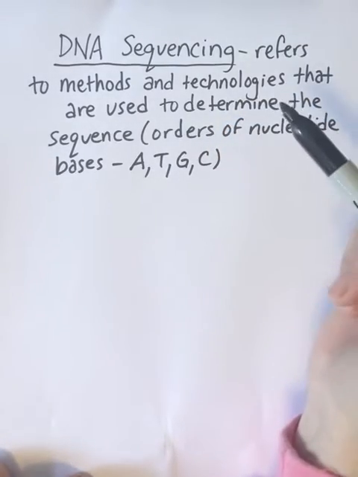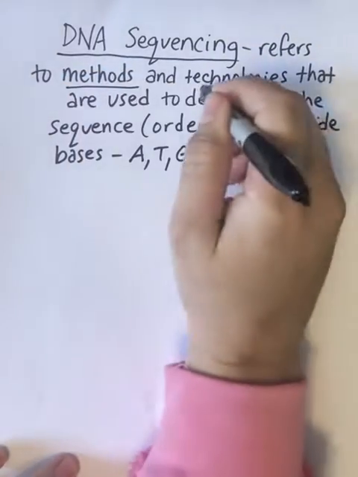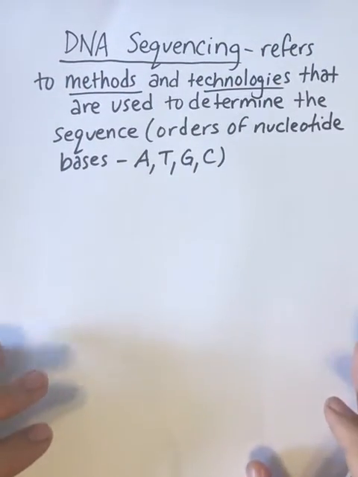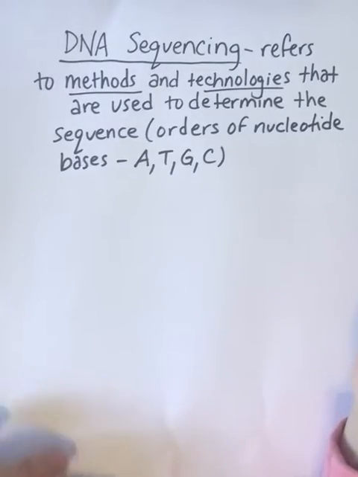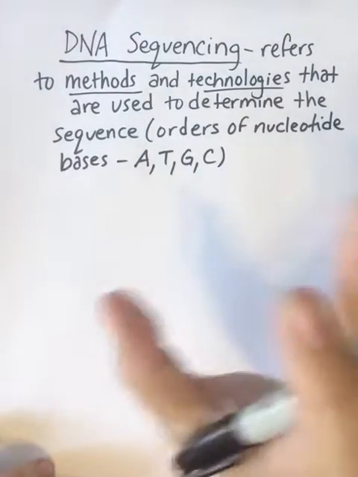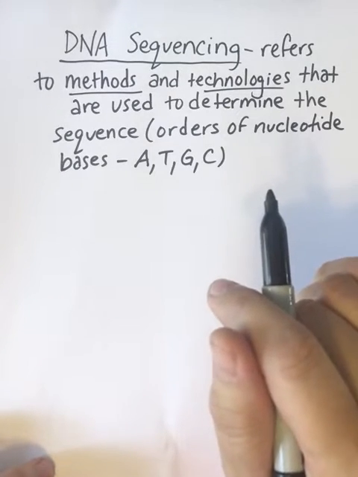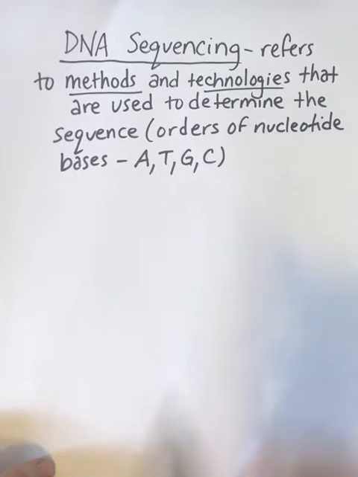So when we talk about DNA sequencing, these are going to be methods and technologies that we're going to use. There's different ones. Gel electrophoresis, there's going to be STR analysis. There's a lot of different DNA sequence methods. Now we're going to talk about the reasons we would use this.